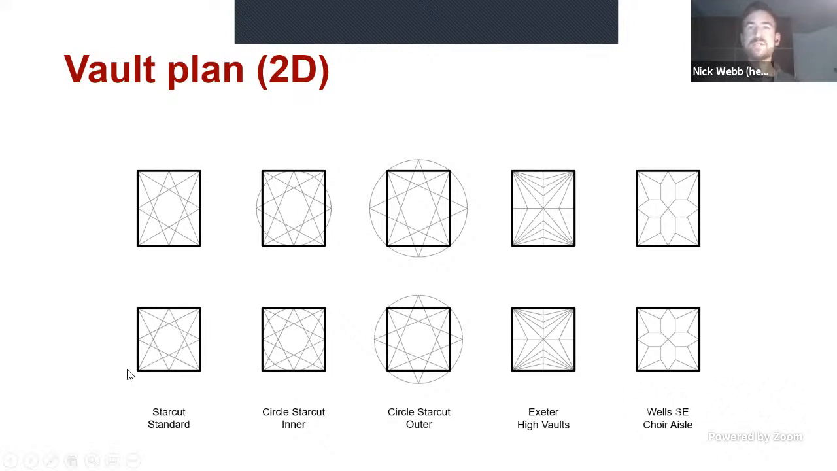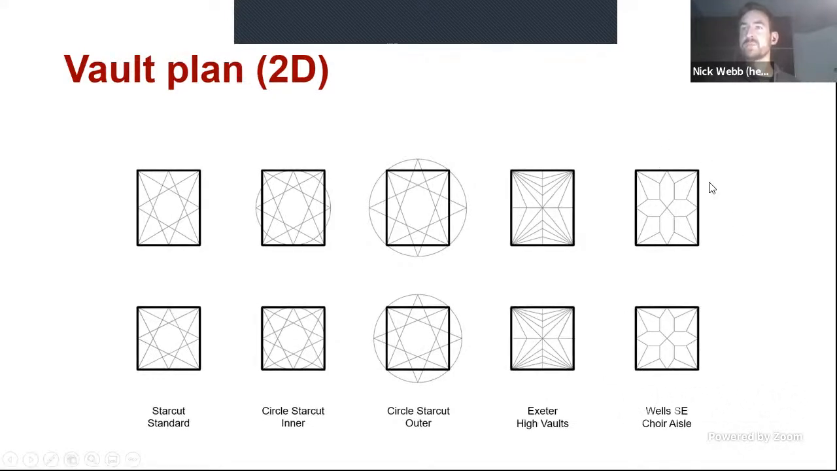So if we just take, for example, the far right image, this has been set up using a series of proportions at Wells. So if it's a square bay, this is what we get. If it's a rectangular bay, this is what we get. But the underlying philosophy, the concept, remains the same.